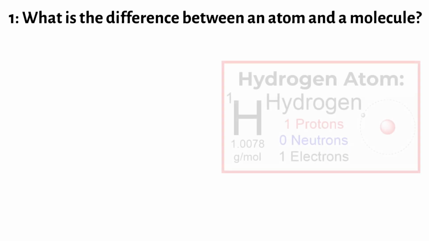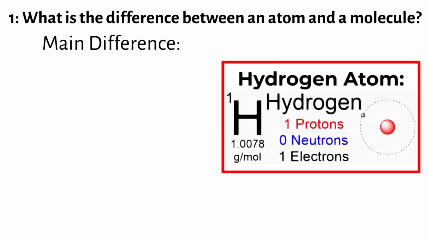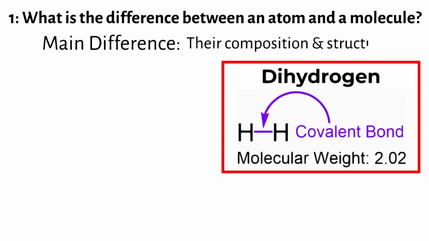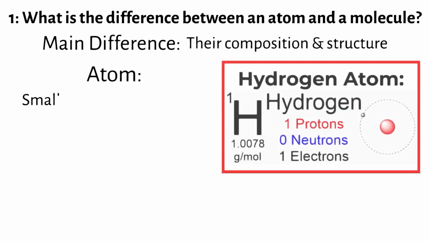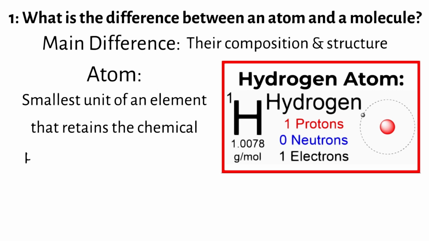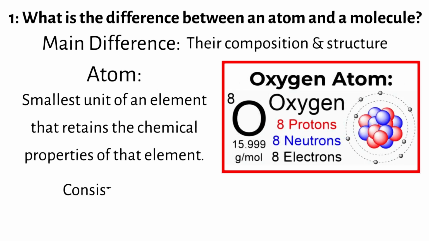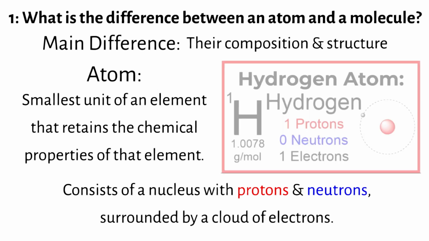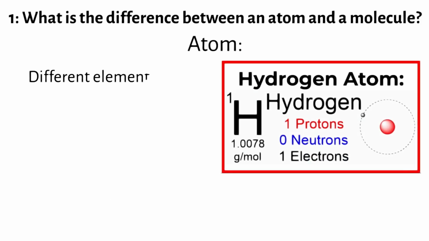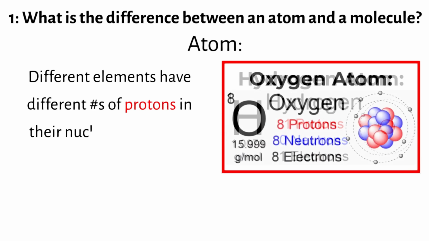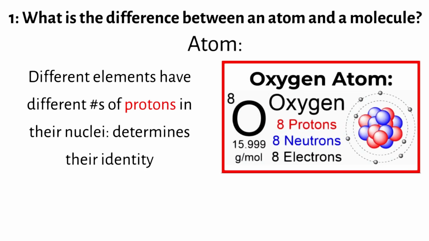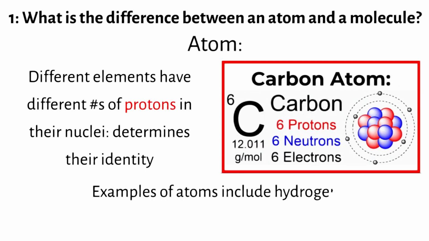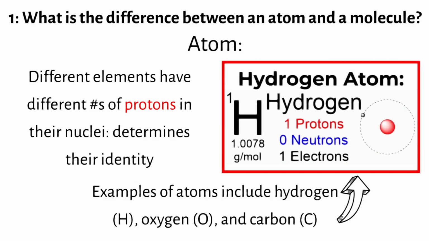Number 1. What is the difference between an atom and a molecule? The main difference between an atom and a molecule lies in their composition and structure. An atom is the smallest unit of an element that retains the chemical properties of that element. It consists of a nucleus containing protons and neutrons surrounded by a cloud of electrons. Atoms of different elements have different numbers of protons in their nuclei, which determines their identity. Examples of atoms include hydrogen H, oxygen O, and carbon C.